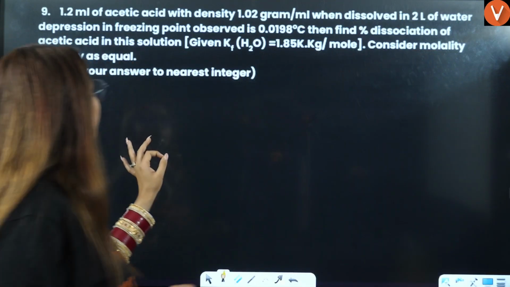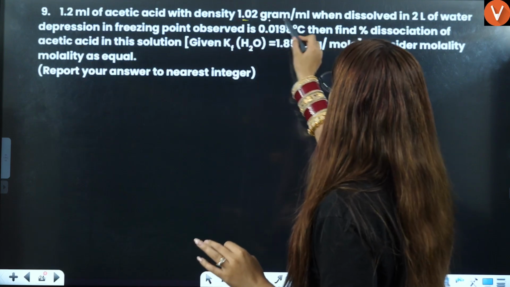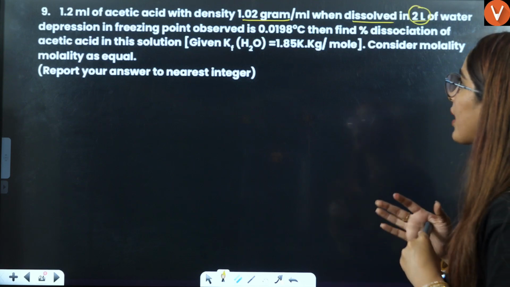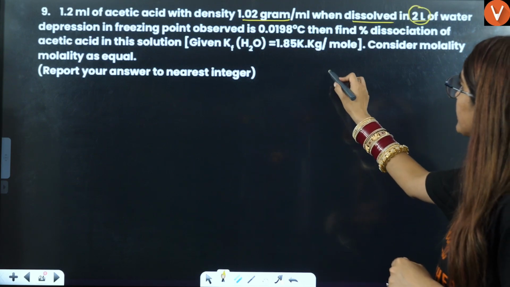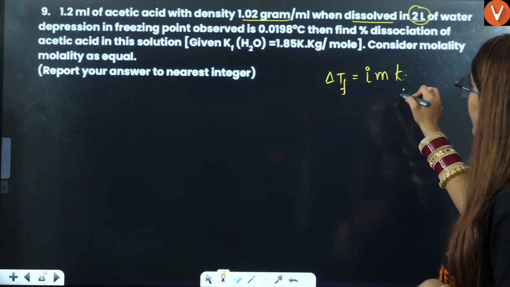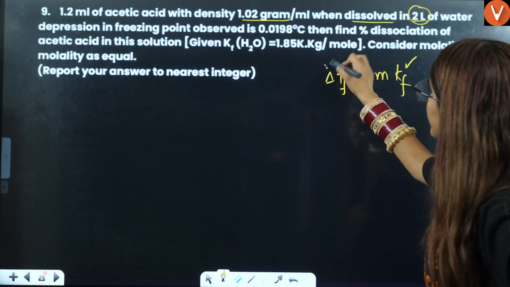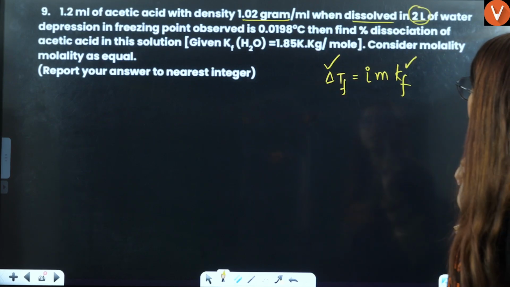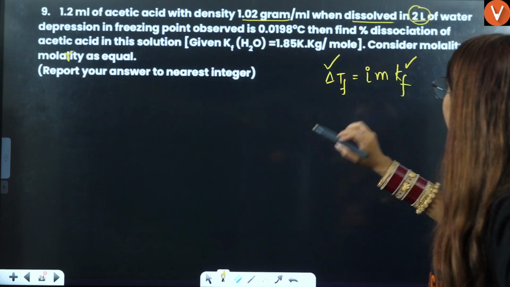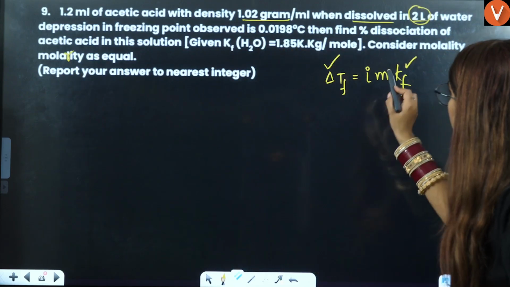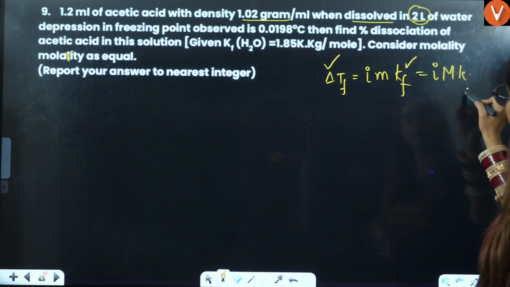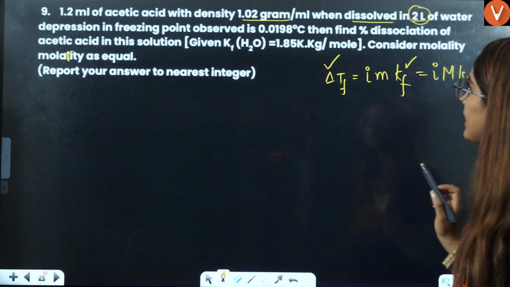Now next is 1.2 milliliter of acetic acid with density given. When dissolved in 2 liters of water, the depression in freezing point observed is given. That means delta TF is given to you, and KF is also given to you. They are saying consider molality and molarity to be the same. This means you can also write delta TF equal to i into capital M into KF.